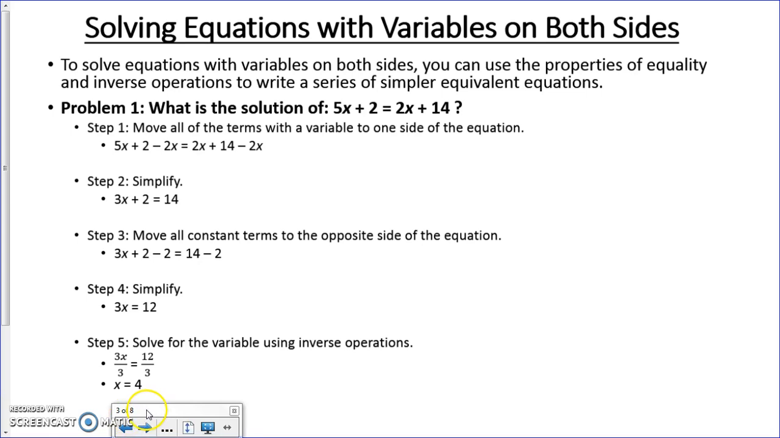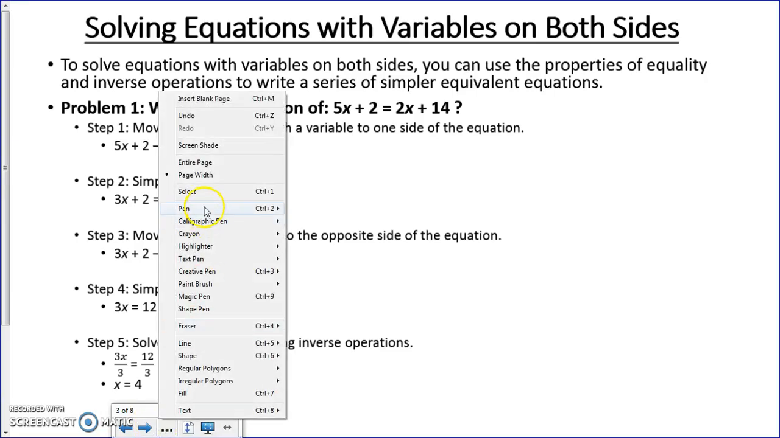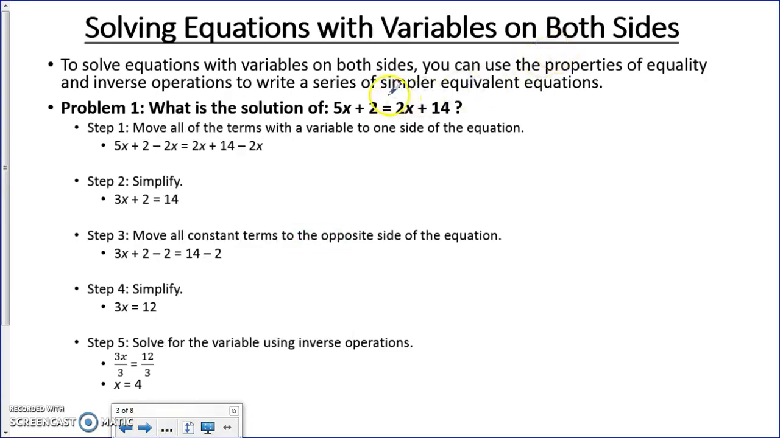What I like to tell my students is you want to get all of the letters or the variables on the left-hand side of that equal sign, and you want all of the constants or the numbers on the right-hand side. So, if we draw our line where the equal sign is, we want letters to the left, and we want numbers on the right-hand side. So take care of one of those first.